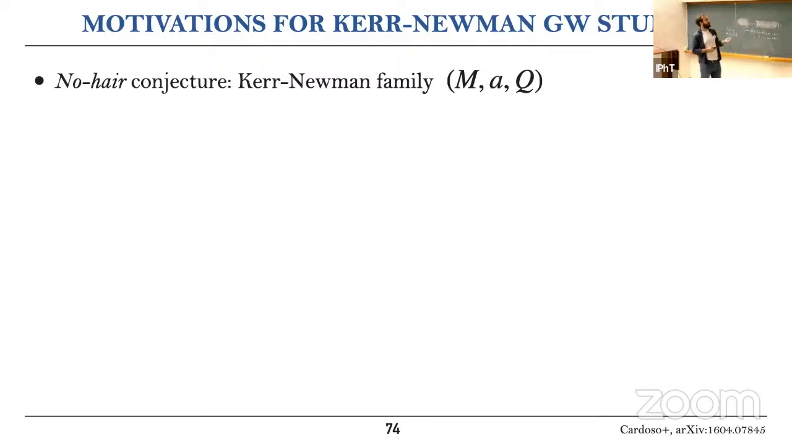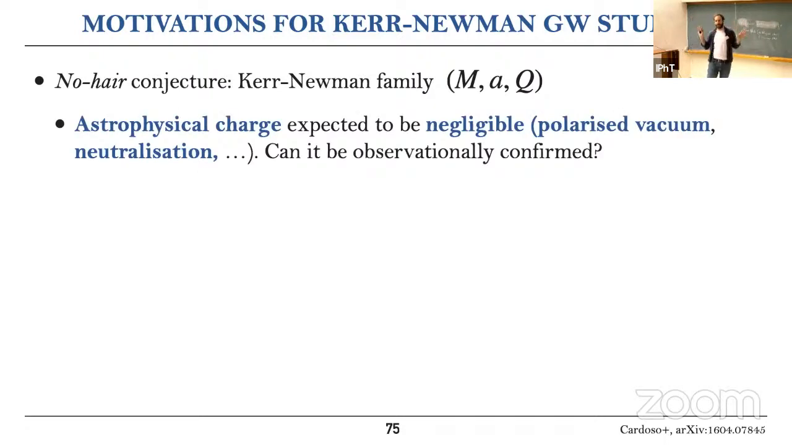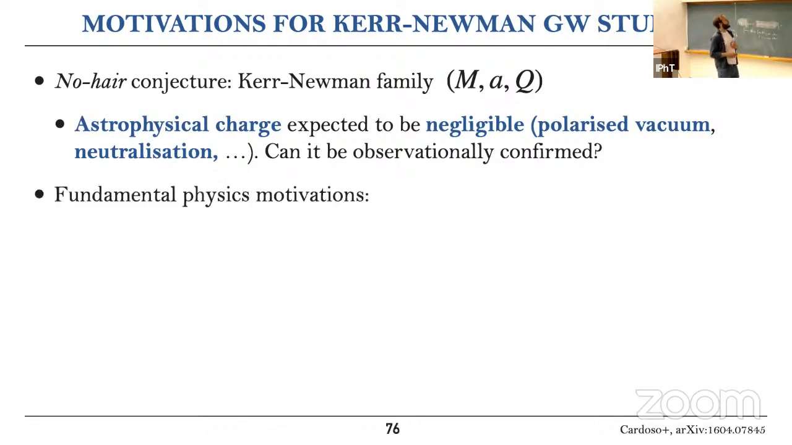So first of all, the no-hair conjecture tells you that the most general family of solutions in GR also has charges. So even from a mathematical consistency point of view, we want to at least try to include those and see if the observations are still consistent. And also, we have a prediction from astrophysics, which is that the charge is 0. Can we confirm it observationally? Can we try to actually measure this?